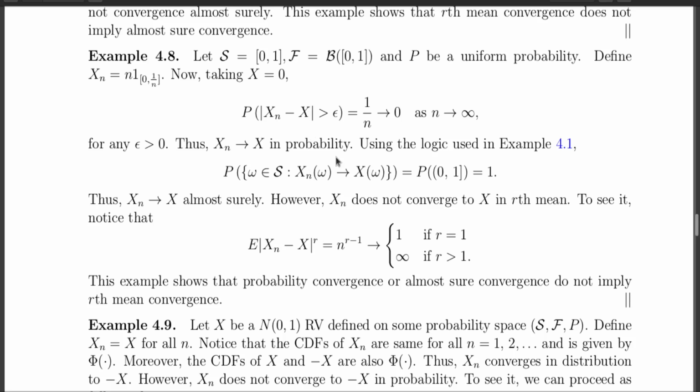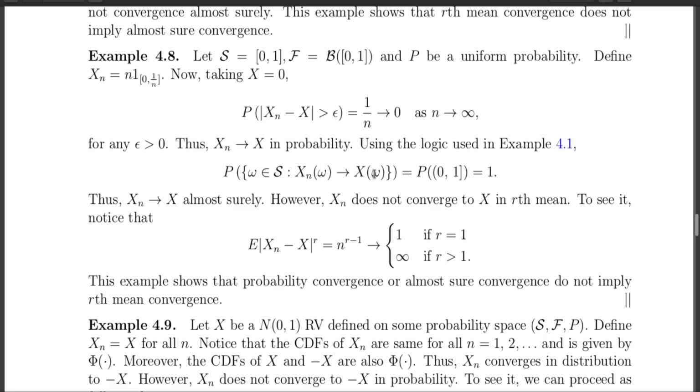This example can even be used to show that almost sure convergence does not imply rth mean convergence. Because in this case, you can easily check that almost sure convergence is there, because the technique is exactly what we have used in example 4.1. You take any omega, you can find n naught such that 1 by n is less than omega for all n greater than or equal to n naught. So for any omega in the interval 0 to 1, Xn converges to 0.